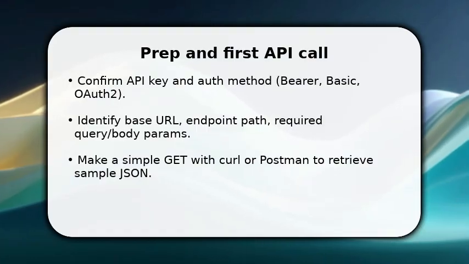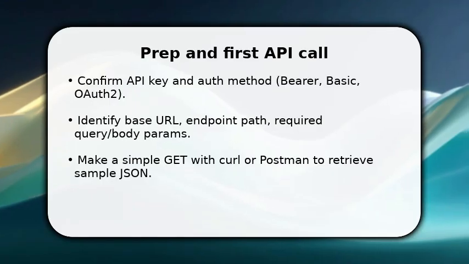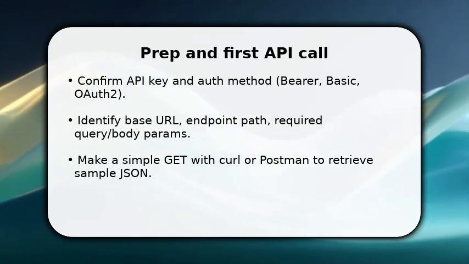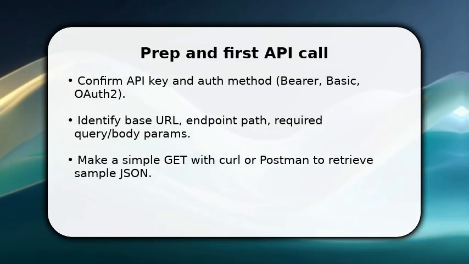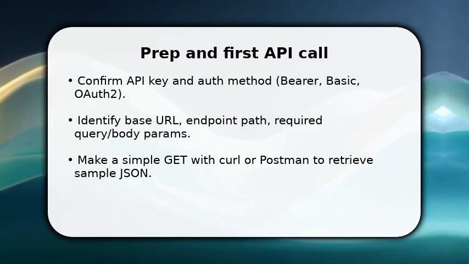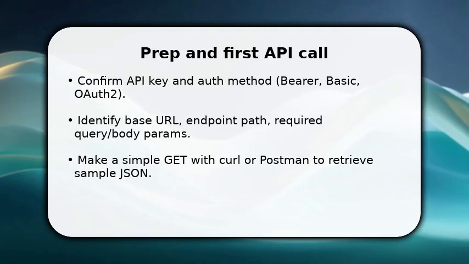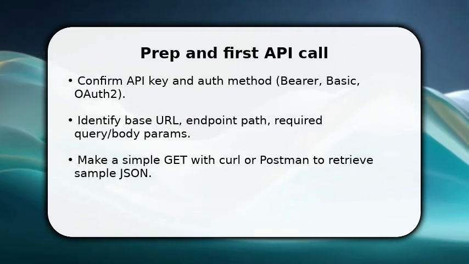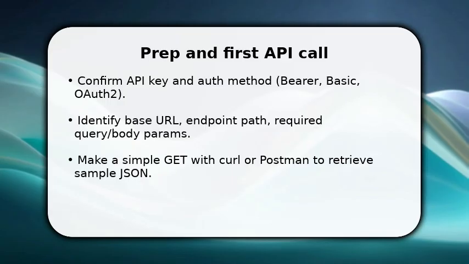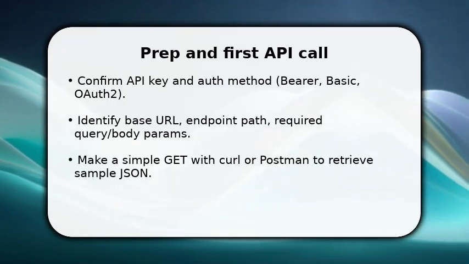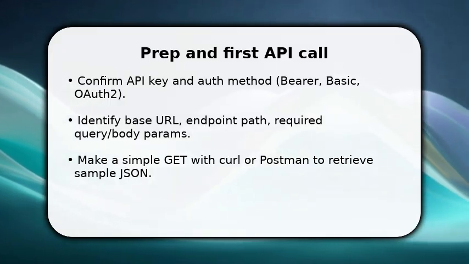You start by verifying credentials and choosing the authentication flow. That secures access and avoids 400s. Next, identify the base URL and the specific endpoint you need, because endpoints define the data shape. Once done, craft a minimal GET request with curl or Postman including headers and a sample param to validate connectivity.